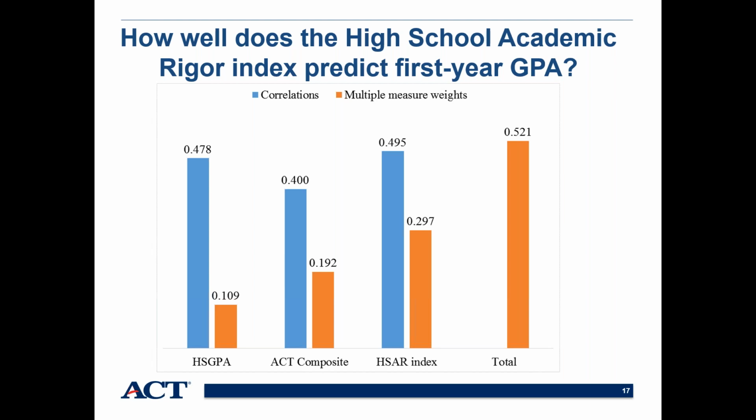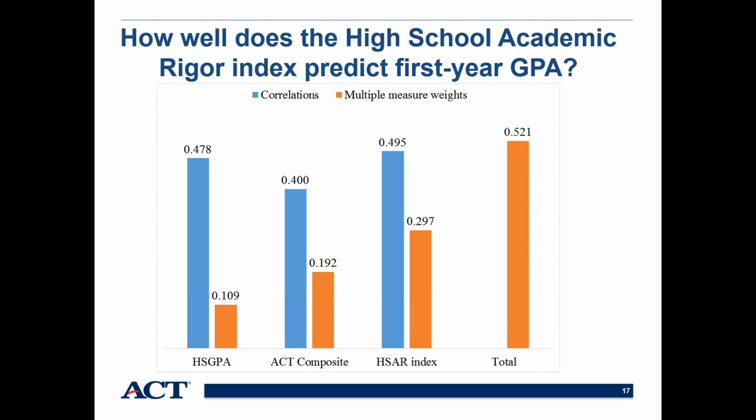We then evaluated how well the rigor index predicted first-year GPA. Correlations can be used to measure predictive strength, and the simple correlations with first-year GPA are given by the blue bars in this chart for overall high school GPA, ACT composite score, and the rigor index. Consistent with our past research, both high school GPA and ACT composite score are correlated with first-year GPA with correlations of about 0.48 and 0.4 respectively. The rigor index had the largest correlation of nearly 0.5, and this really isn't surprising because the rigor index was empirically defined to optimize the prediction of first-year GPA.